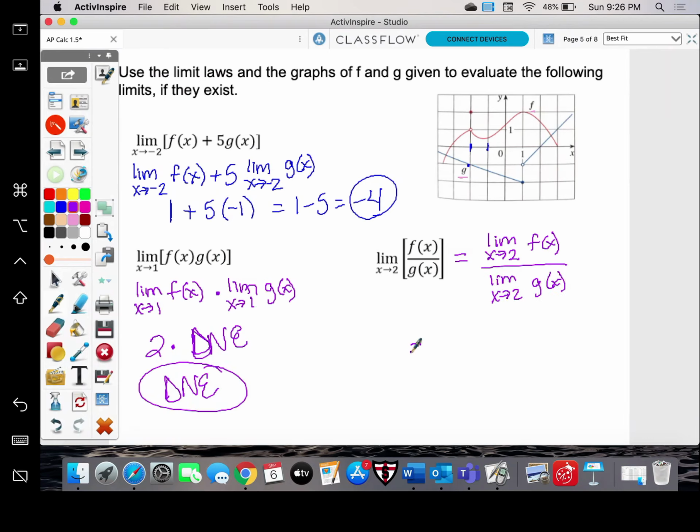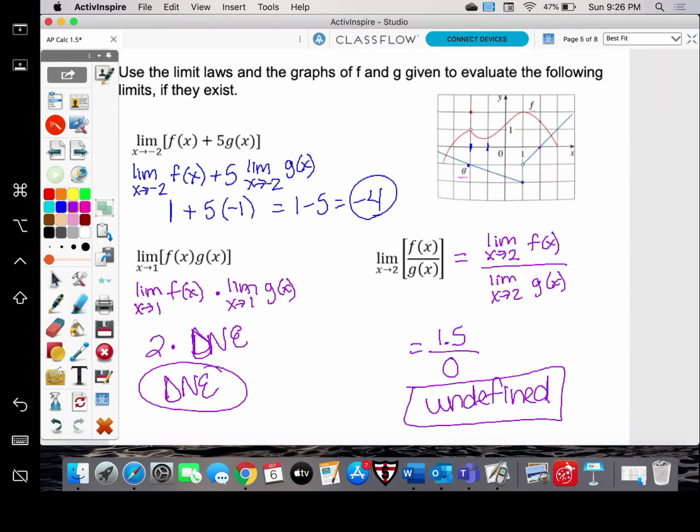So the limit of f at 2 kind of looks like 1.5, and the limit as x approaches 2 of g is 0, and 1.5 divided by 0 is not really allowed. So we would say that this is undefined or also does not exist because of a division by 0.